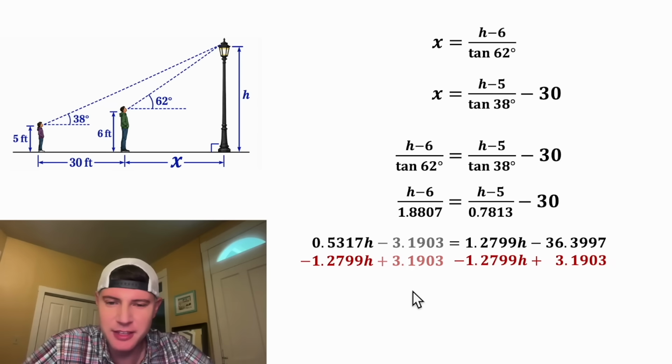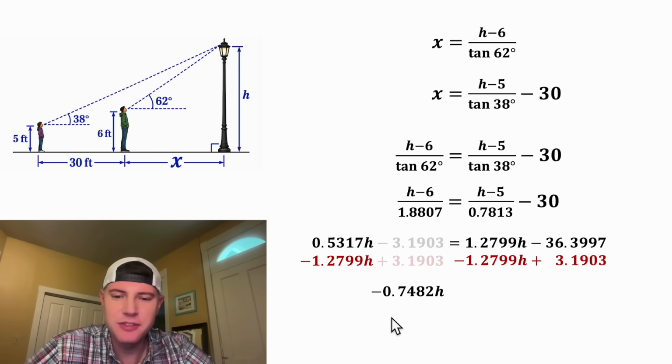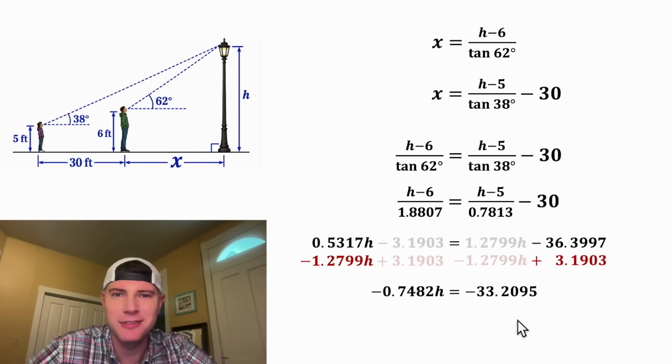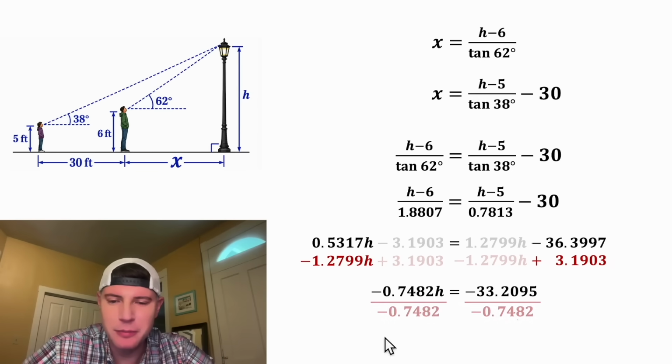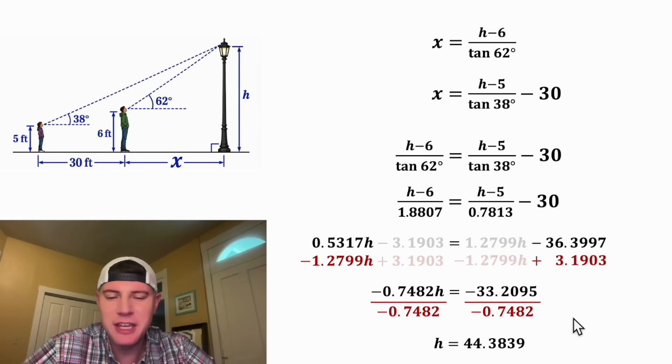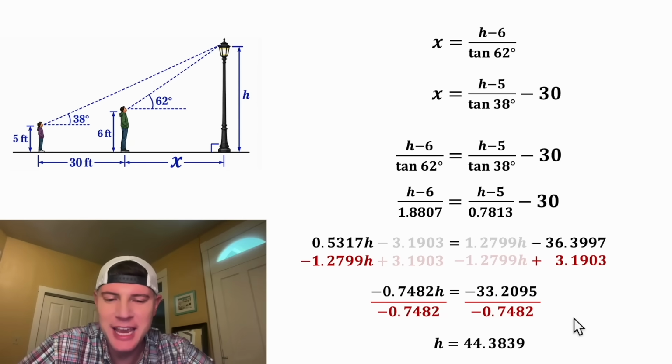On the left-hand side, these will cancel each other out. We'll be left with negative 0.7482H. And on the right-hand side, these are going to cancel each other out, and we'll be left with negative 33.2095. Next, to get this H all by itself, we can divide both sides by negative 0.7482. And that'll leave us with H is equal to 44.3839. And this is an approximate value.